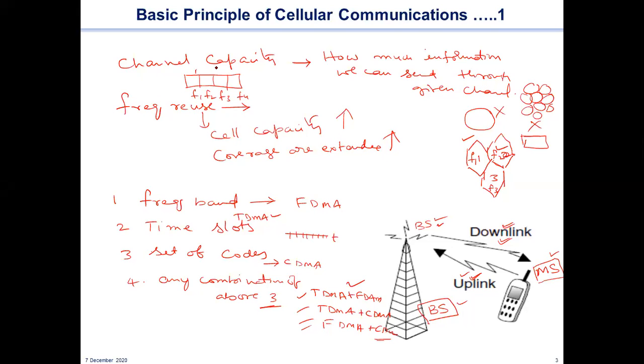Which are assigned different frequencies. Okay, F1 frequency I give to this one. F2 frequency I give to here. F3 frequency I give to here, like this. So that there will not be any adjacent channel interference. I never use the same frequencies in two adjacent hexagonal cells.